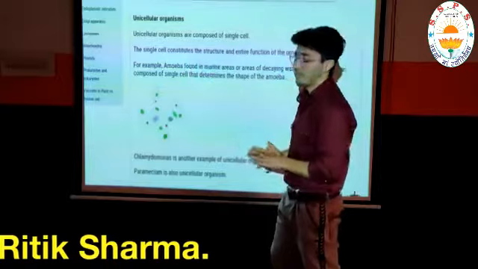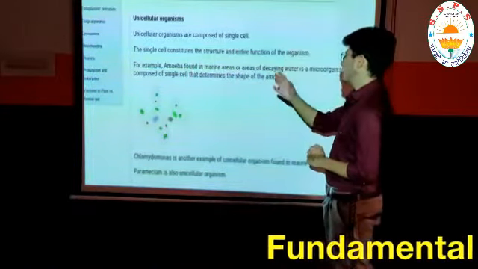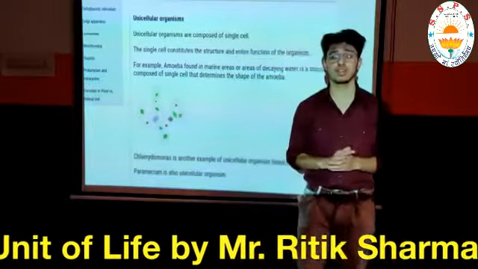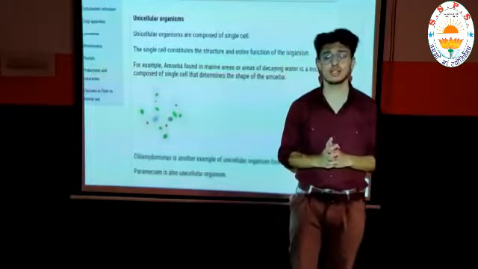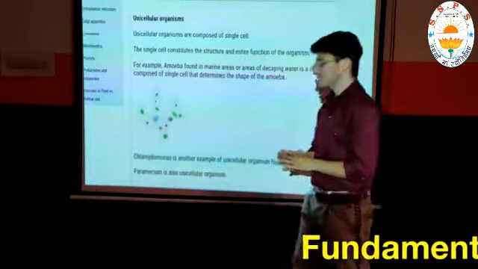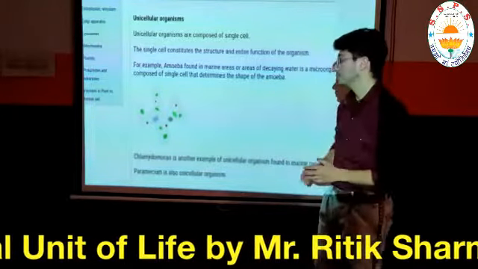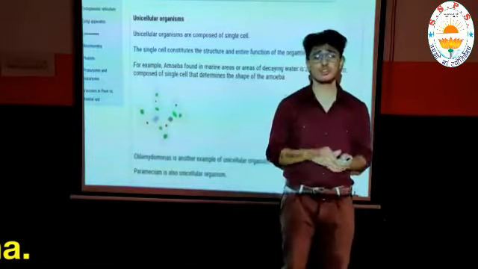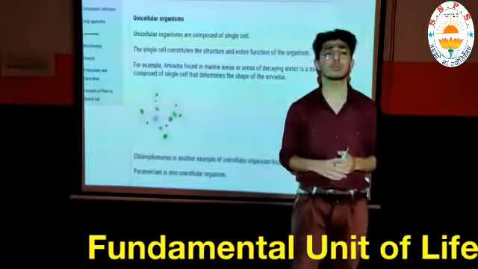For example, amoeba, which is found in marine areas or areas of decaying water. Amoeba is a microorganism and is a unicellular organism that has only a single cell in its body. Chlamydomonas is another example of a unicellular organism, and Paramecium is another one. And one more thing, unicellular organisms are so tiny that we can't see them with our naked eyes. We need a microscope to see them.